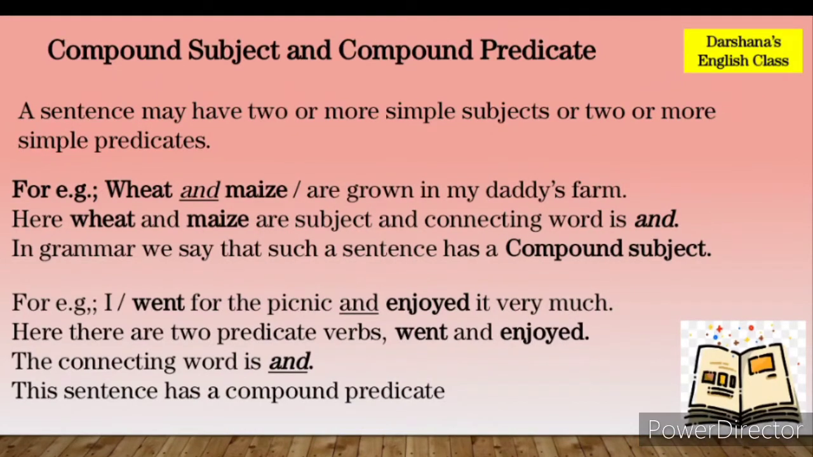Now the second example, I went for the picnic and enjoyed it very much. Now here if you notice, the subject is a simple subject. It's talking only about I. Now here there are two predicate verbs, went and enjoyed. And again they both are connected with the word and. So this sentence has a compound predicate.